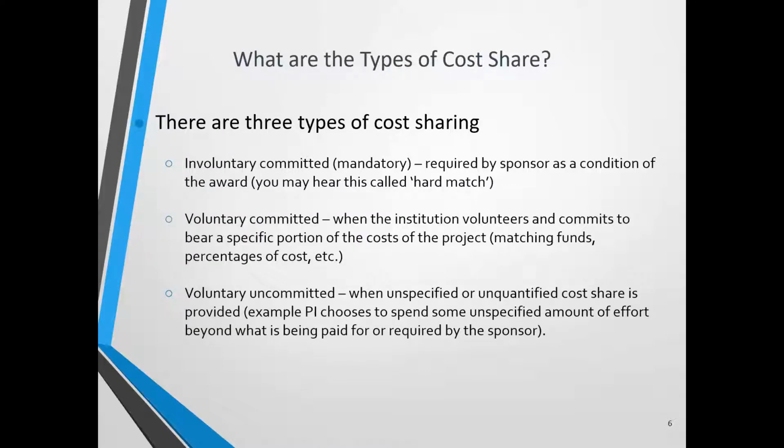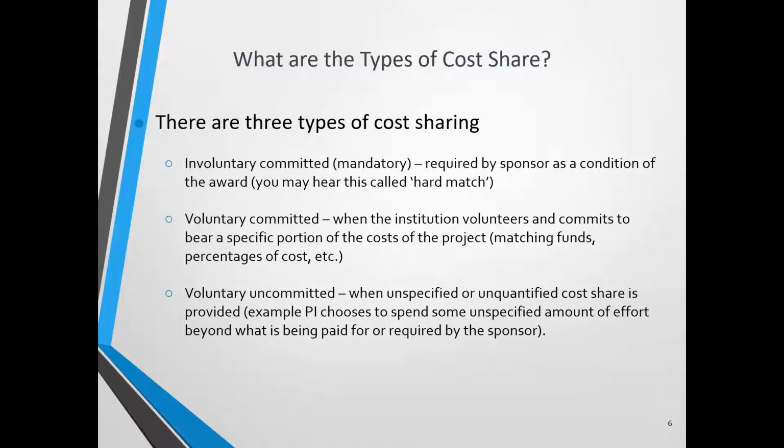So what are the different types of cost share? These are very important to know. The first one is involuntary, and it's also called mandatory. This is when it's actually in the guidelines and it says how much you have to provide, and it's a condition of award. If you don't provide it, then you won't be considered for award for that particular proposal. And sometimes you'll also hear this called hard match.